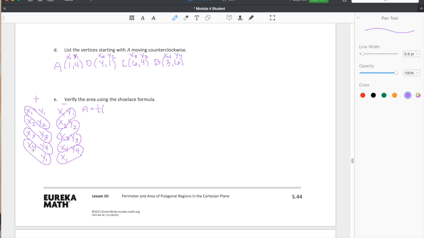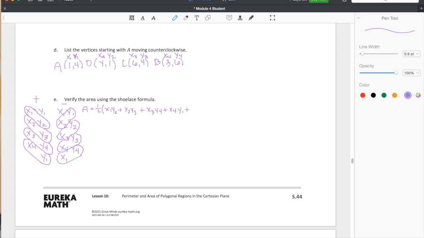So we're going to start with what we add first. So these two values get multiplied together. So x1, y2, and then again, all of these are going to be added together. So this is x1 times y2 plus x2 times y3 plus x3 times y4 plus x4 times y1. And then all of these circles are going to be subtracted.